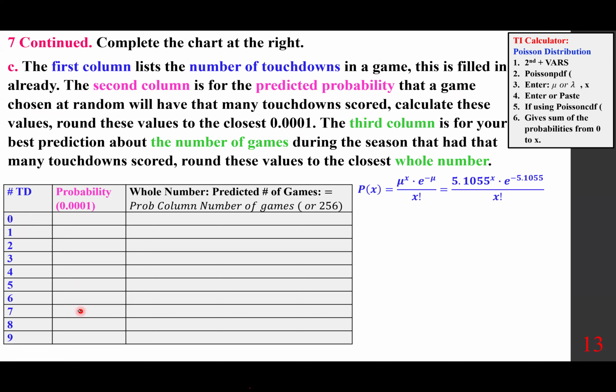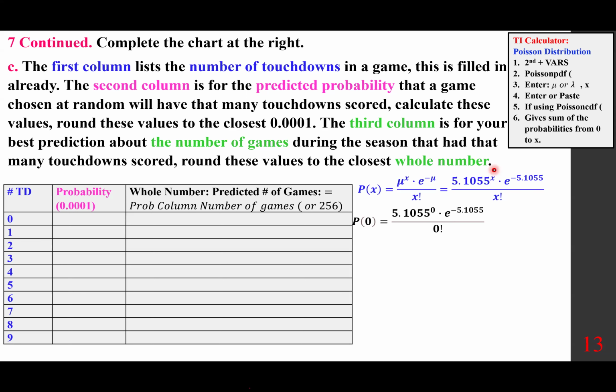So we're going to put it here. And the third column is for your best prediction about the number of games during the season that had that many touchdowns scored. And round them, of course, this one has to be rounded to the whole number. So what do we mean by that? Let me quickly show you a couple of them, and then we'll take it from there. Having said that, we have a P of X equals this from the previous page. So let's start with 0. Let's replace the X with 0.